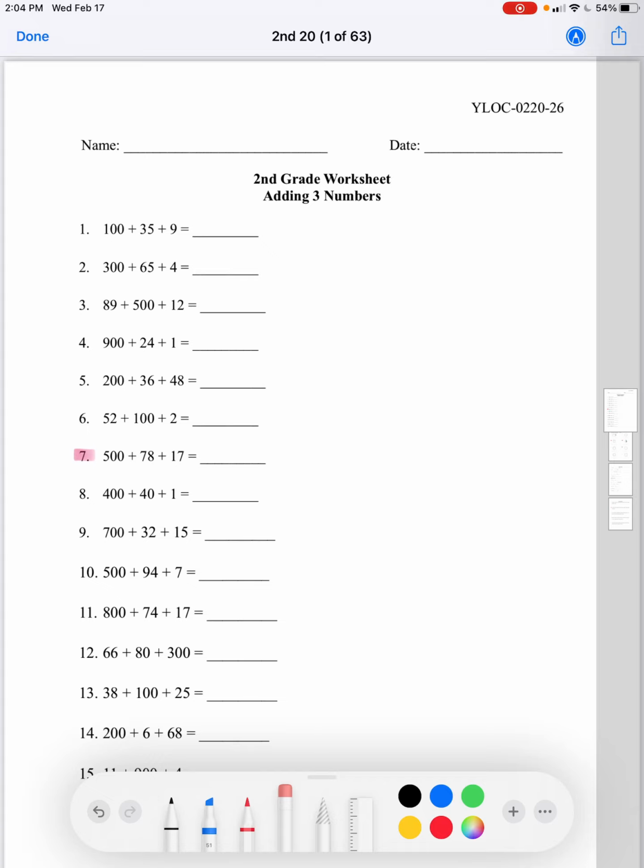So today we'll be starting with adding three numbers. And here we have numbers in the hundreds place. So we're going to be doing an example from this page. So we'll just do number 7. And the numbers are 500 plus 78 plus 17. So first we'll rewrite the question on the side vertically so we can see the places and position them together.